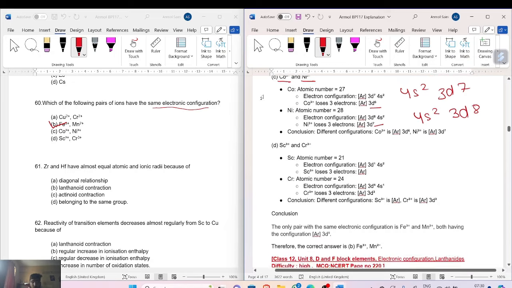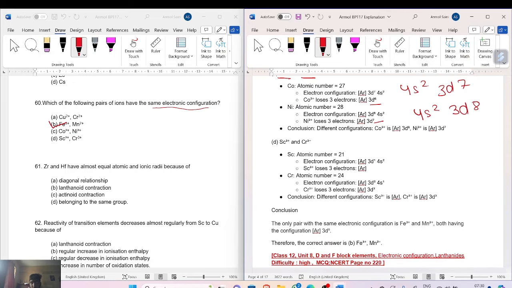Okay, so now let's do the D part. The D part is scandium 3+ and chromium 3+. For scandium, first of all 4s2, then 3d1, and for chromium we can write 4s1 3d5. Now if we remove 3 electrons from scandium, it will become just argon. Now for chromium 24, how many electrons do we have to remove? We have to remove 3 electrons. If we remove 3 electrons, one will be removed from here and 2 from there, so it will become 3d3 with argon. So it will also be different. So our correct answer will be B.